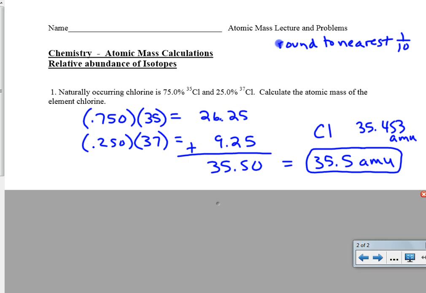Do you suppose that the percent abundance of chlorine 35 is really exactly 75%? No, it's close, but it's not exactly 75%. So that slight variation is going to give us a slightly different final average atomic mass. Okay, see what you can do with the rest of the problems on this worksheet.